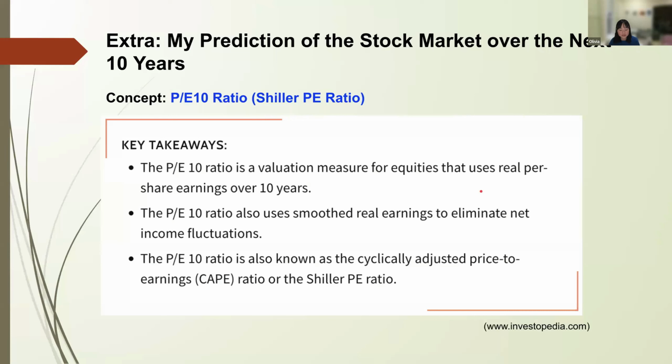Okay, now there's some extra: my predictions of the stock market over the next 10 years according to some basically metrics, kind of, not really. So there's a P/10 ratio, or it's called a Shiller PE ratio. I'm assuming you guys have heard of PE ratios.